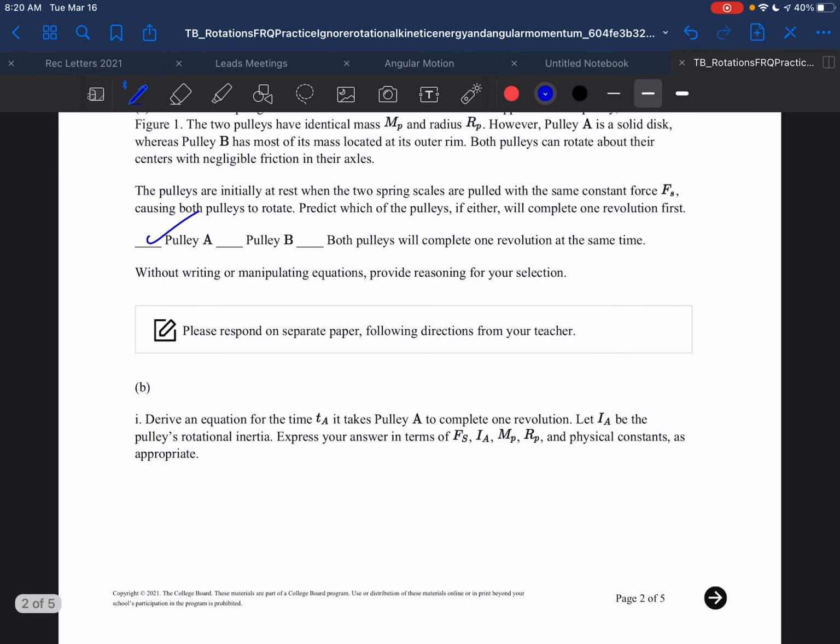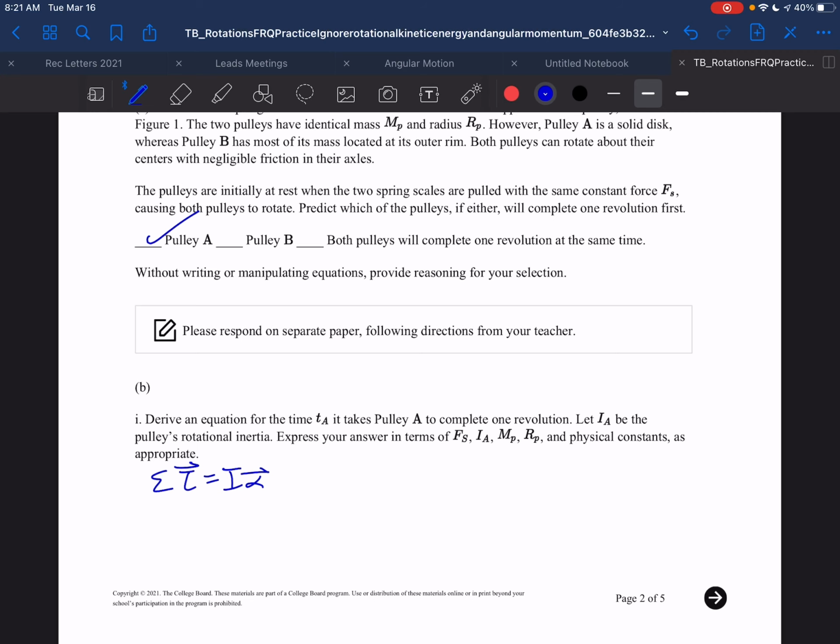All right, derive an equation for the time it takes pulley A to complete one revolution. They're giving us the rotational inertia, and then they're asking us what to put our answers in terms of. Again, physical constants, that's stuff like g. Here, it's pretty clear that we're going to have to use Newton's second law for rotations again, like in the other FRQ. We're probably also going to have to use some kinematics.